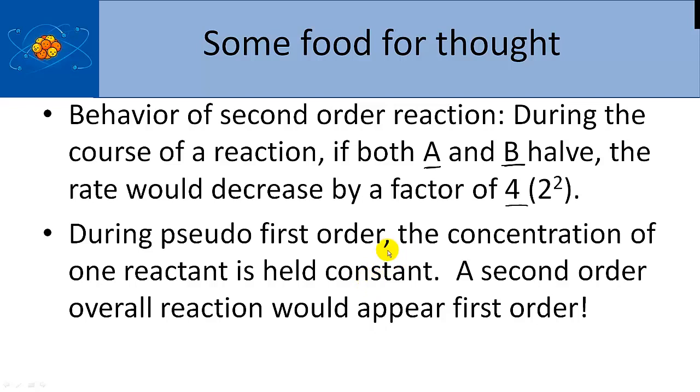For example, if we keep the concentration of B very high, then during the course of the reaction, only the relative concentration of A is changing. We'll talk about this more in the next slide. But what this does is it takes a second order reaction and makes it appear to be first order. This makes our kinetic analysis, our rate law plots, a lot easier to deal with.